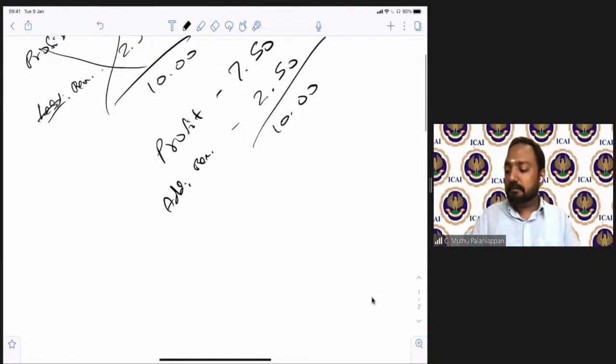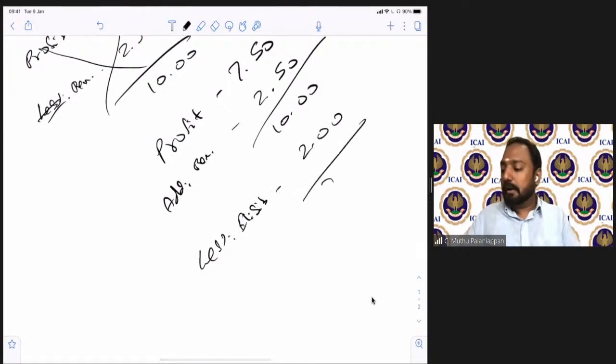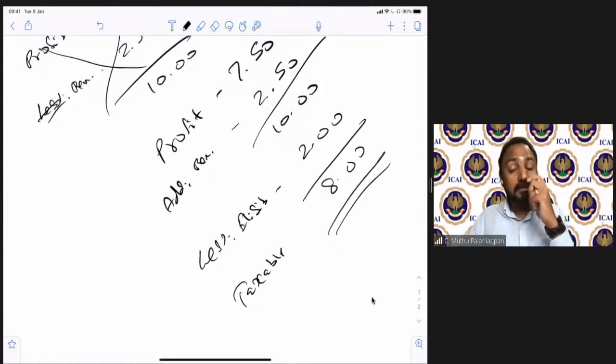Now on this 10, I less whatever is eligible remuneration, which is 2 lakhs. So 8 is taxable profit, right? So I pay tax on 8. I, in the sense, the firm pays tax on 8.